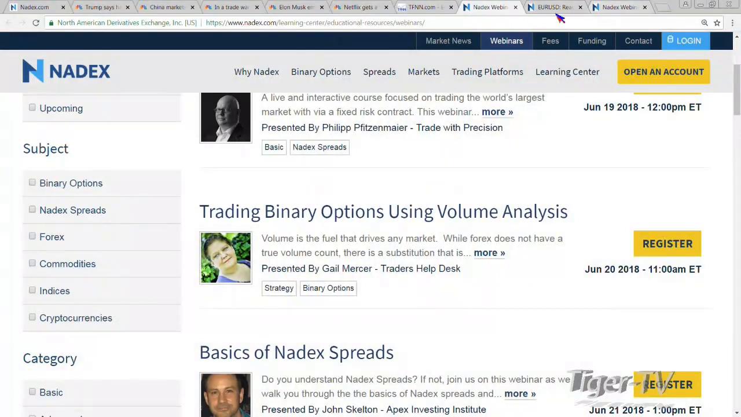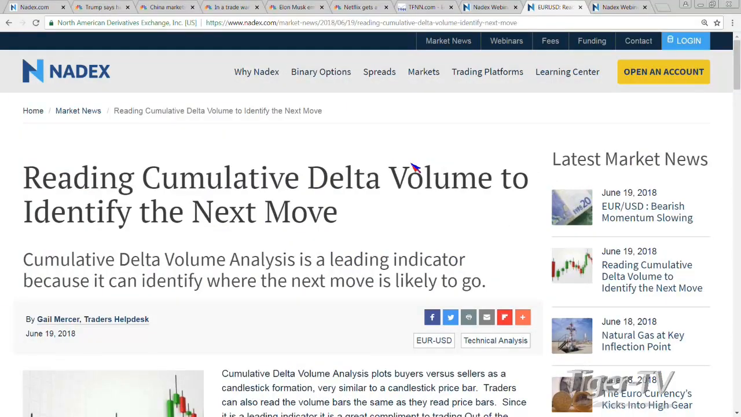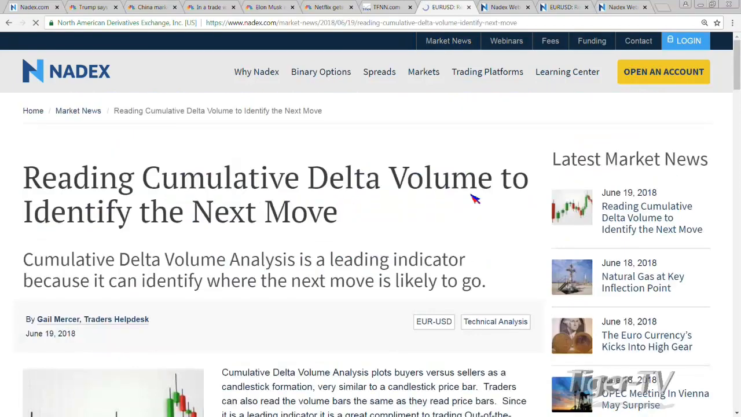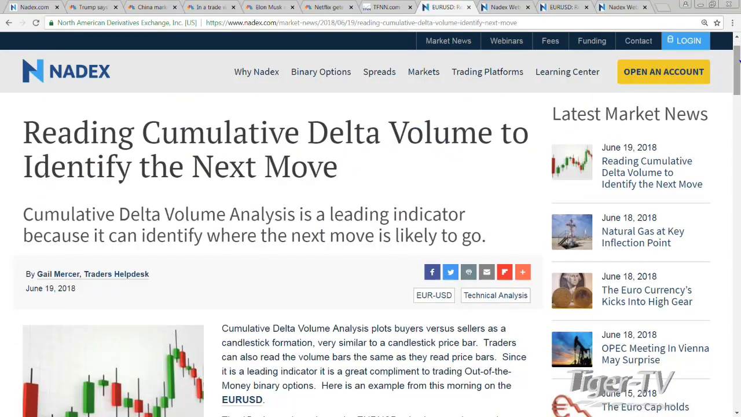So you have an article over there, too, about the exact same thing we're talking about? Yes, it is. I was talking about it earlier this morning because I expected the euro to go up during the U.S. session, and so far it has. Nice. Same thing, right under Breaking News, just a different link, Nadex Market News. That'll get you over there. And as you scroll down, there's Gail's article from this morning, Reading Cumulative Delta Volume to Identify the Next Move. Very timely for what we're talking about.